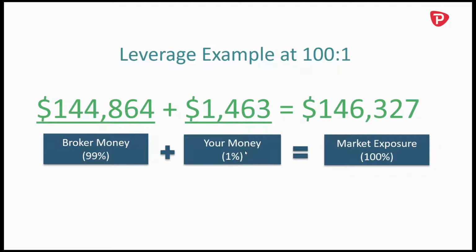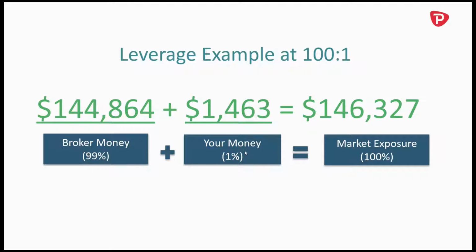To begin with, I'd like to take a look at a leverage example at 100 to 1 leverage. If we wanted to buy or sell one lot of Great British Pound US dollar, and let's say the price was currently at 1.46327, this would generally mean that we need 146,327 US dollars within our trading account to gain the exposure of one lot of Great British Pound US dollar at that price. Now that's a lot of money and not everyone has that available to them.